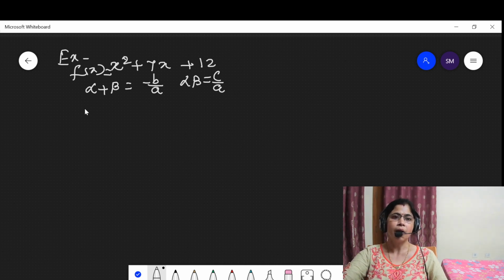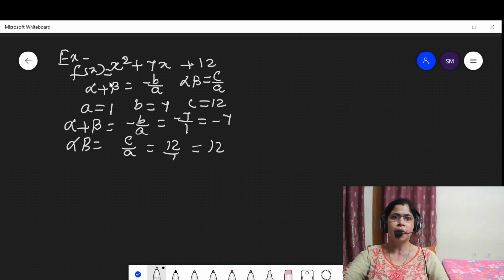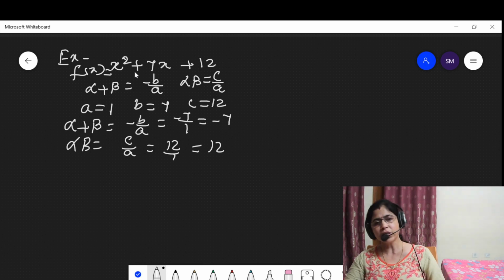Then here a is equal to 1, b is equal to 7, and c is equal to 12. According to the formula, alpha plus beta is minus b upon a, which is minus 7 upon 1, which is minus 7, and alpha into beta is c upon a, which is 12 upon 1, which is 12. Now let us find out the value of alpha and beta, means let us find out the zeros of these polynomials.